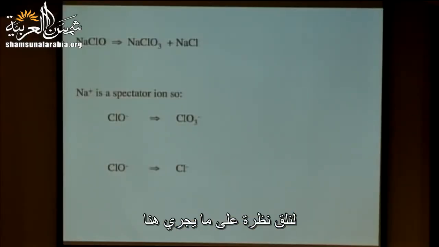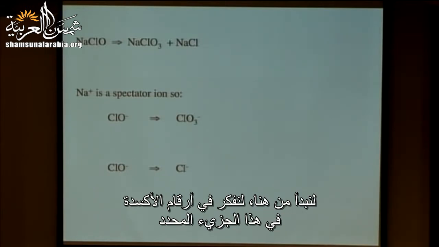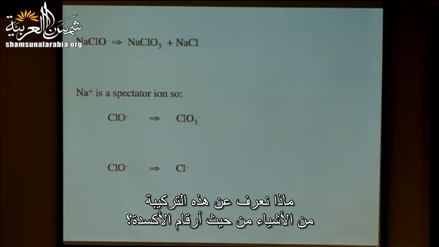All right, so let's look at what's going on here and try to figure out what's happening in terms of what's being reduced and what's being oxidized. So let's start over here. Let's think about what the oxidation numbers are in this particular molecule. So what would be true about oxygen here and chloride? What do we know about this combination of things in terms of oxidation numbers?